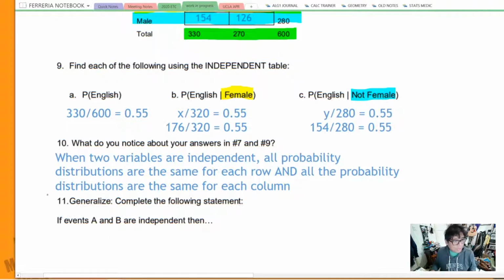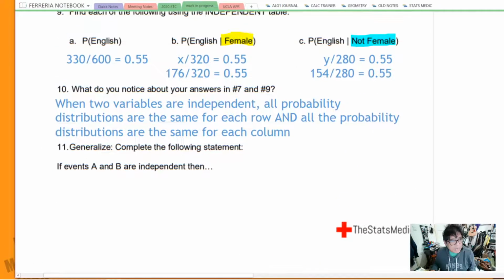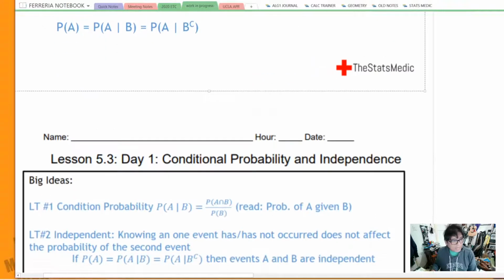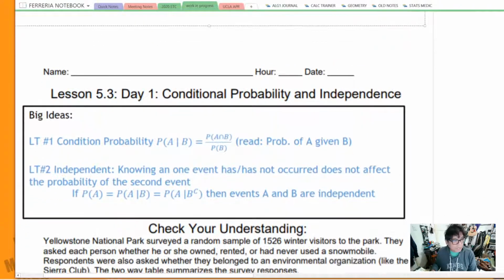So, generalize. Complete the following statement. If events A and B are independent, then, and this is our formula, the probability of A is equal to the probability of A given B, and it's also equal to the probability of A given B complement. In fact, it doesn't matter what you put on the other side of the given that, it's always going to be the same probability. And that takes us to our big ideas for today.